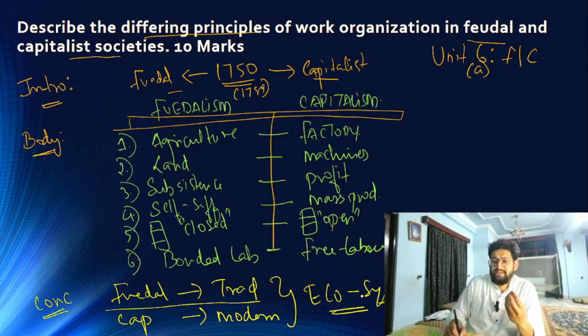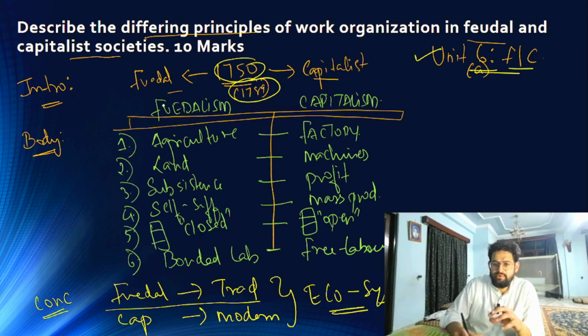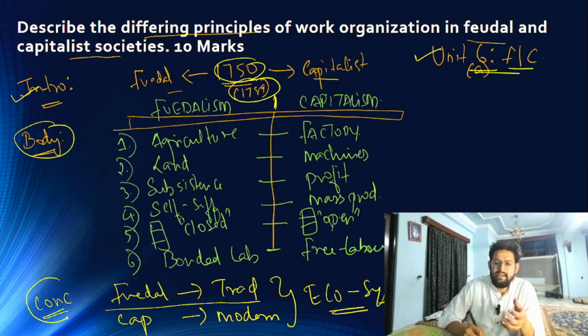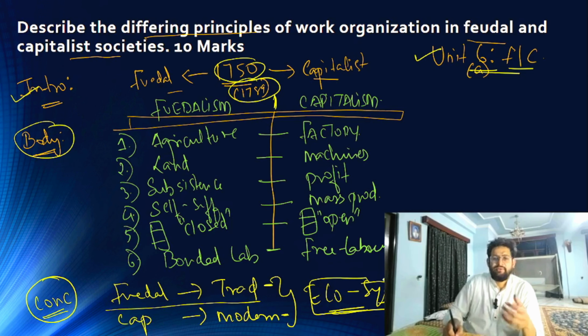So it's a pretty straightforward question which is coming from unit 6, part A, feudalism versus capitalism. You can speak about industrial, pre-industrial, post-industrial. You can talk about pre-French Revolution, post-French Revolution, and then you can create a contrast by providing an introduction, a body part where you can explain these points in detail, and finally a conclusion where you say one is associated with old times, one is associated with new times. Both of them are just different types of economic systems.